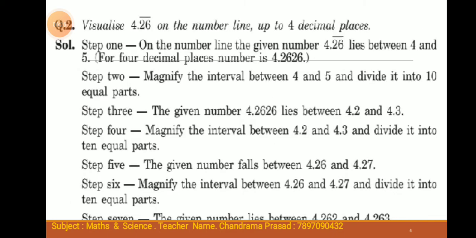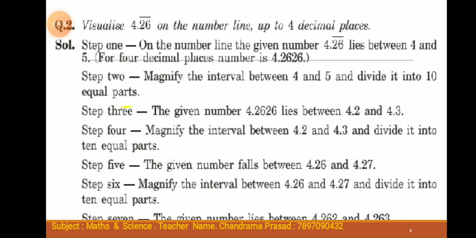Now question number 2. Visualize 4.26 bar on the number line up to 4 decimal places. Solution. Step 1. On the number line, the given number 4.26 bar lies between 4 and 5. For 4 decimal places, the number is 4.2626.